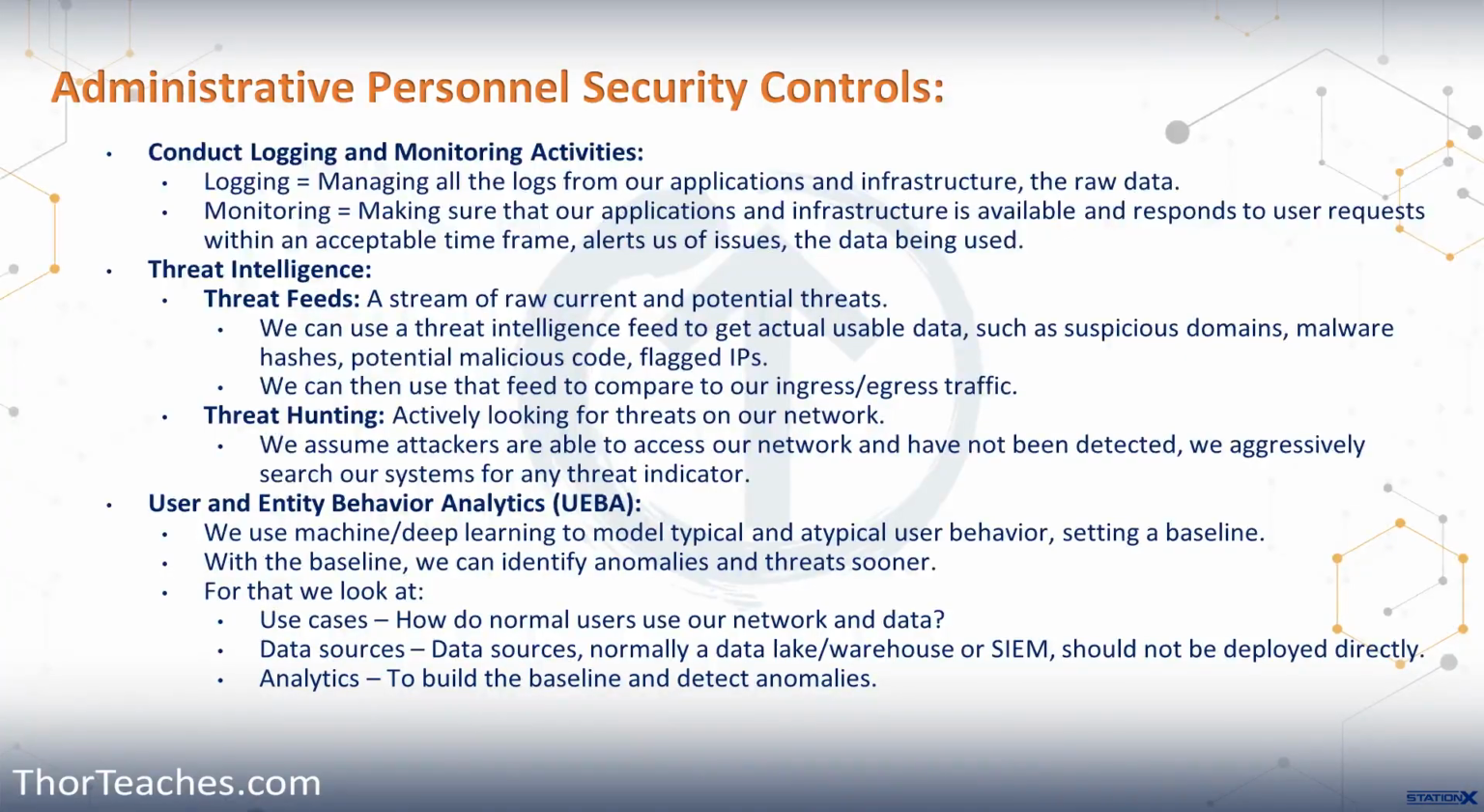To do that, we really need three things. We need use cases. What does normal user behavior look like on our network? And remember, different users have different network usage. Then we need proper data sources. For that, we would either use a data lake, a data warehouse, or a SIEM system. We would not deploy the sensors directly. And then, of course, the machine learning needs some analytics so we can build a baseline so we can detect the anomalies. And you can see the concurrent thread here, right?